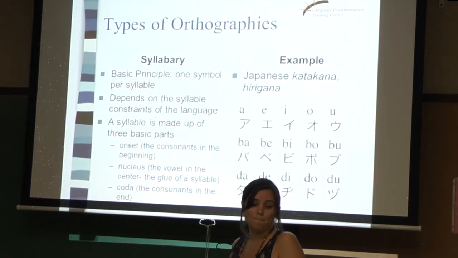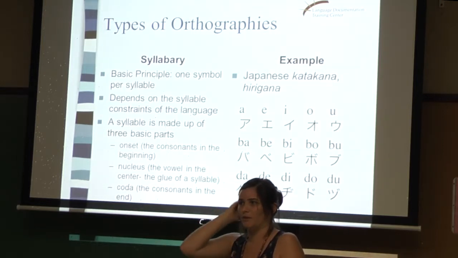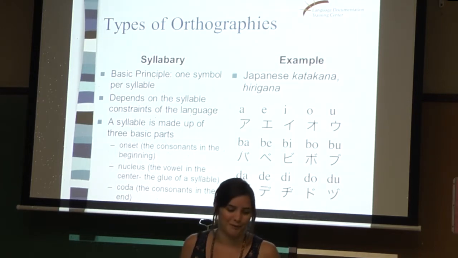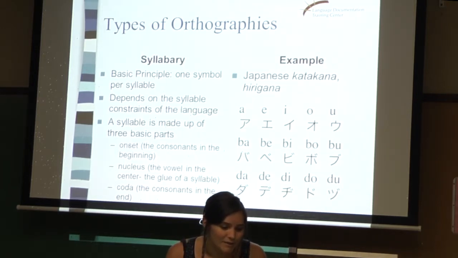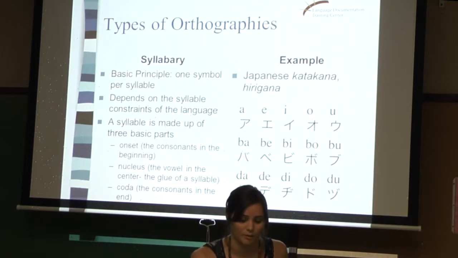So, I did put the anatomy of a syllable on here. I don't know if it's going to be all that useful for you guys when you go through this with your mentors, but if you want to know, here it is. Three parts, the beginning, the middle, the end. And yes, syllabaries. I love syllabaries. Cherokee, on your handout, is another example of a language that uses a syllabary.